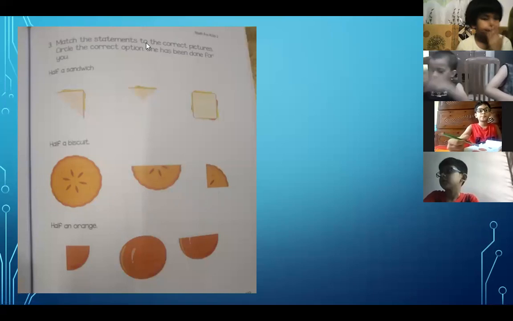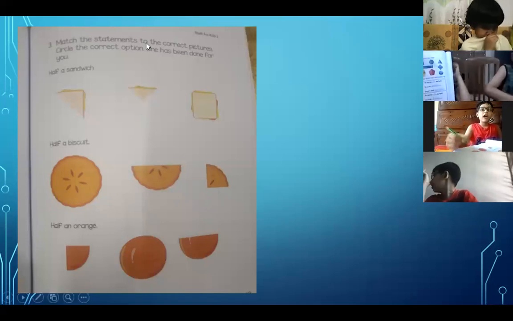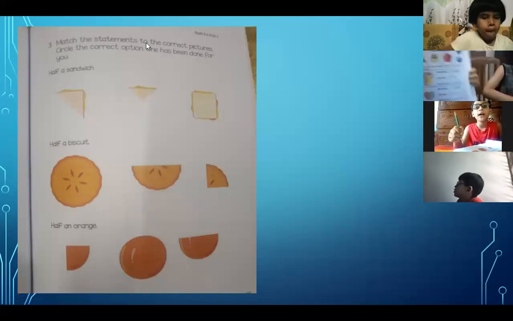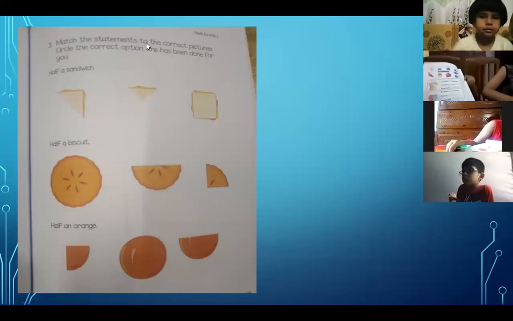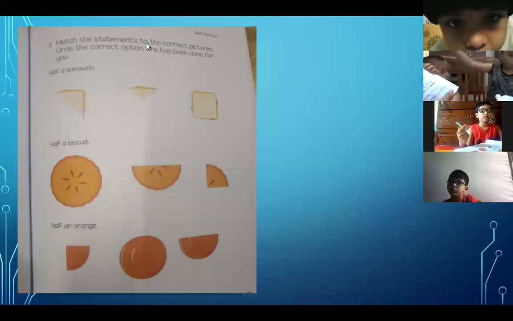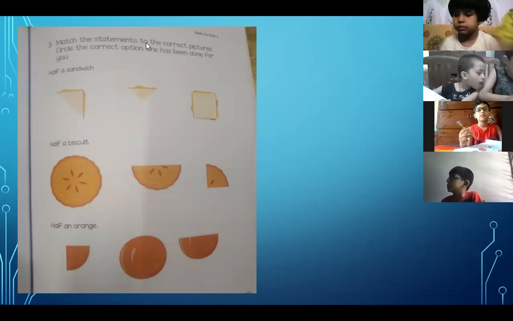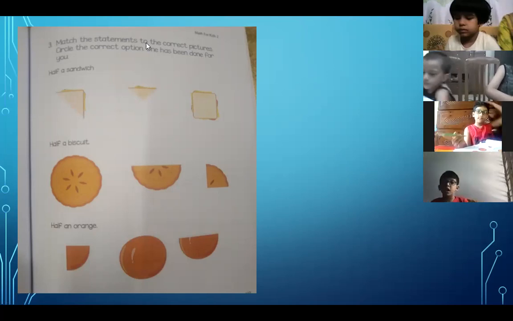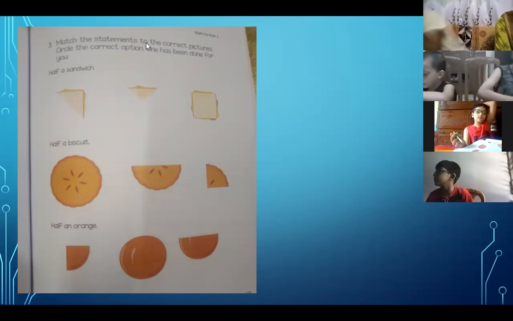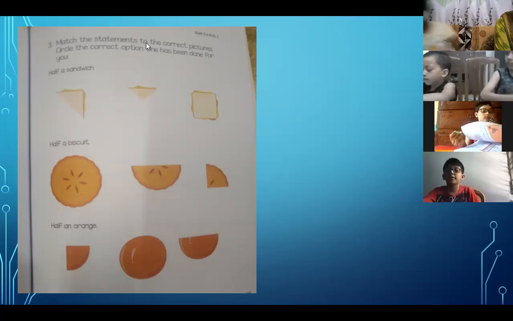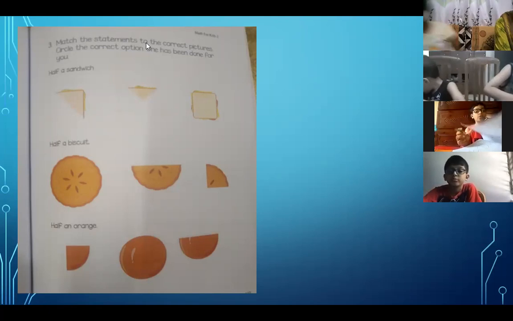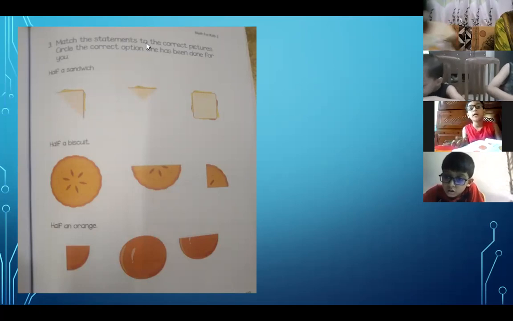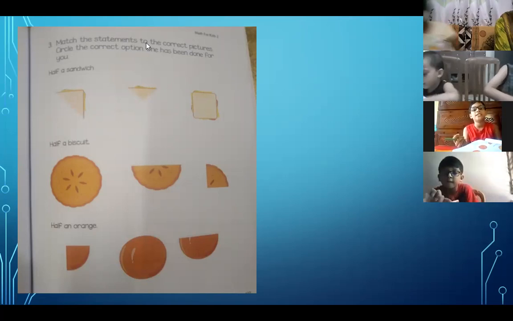Half an orange and half pizza. Half orange. The third one is half orange.